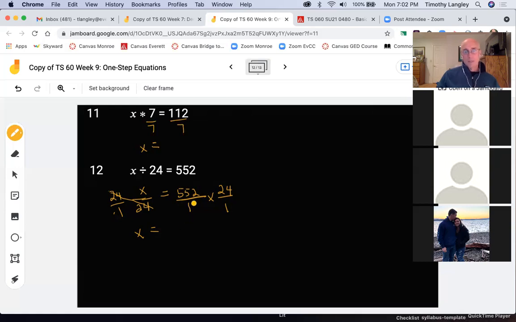Which makes sense if you look at the actual equation. I'll give you a few more seconds to copy what I just wrote down there.